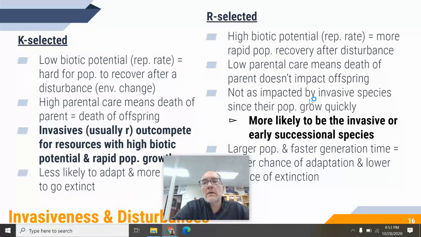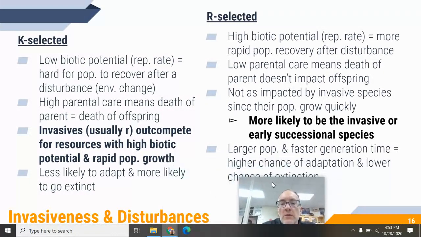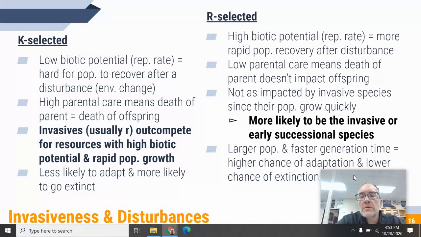R-selected, high biotic potential, low parental care. Death of the parent doesn't usually affect them, not as impacted by invasives, more likely to be invasive themselves. They are also oftentimes that early successional species. We've talked about succession earlier, that produces lots of seed and can colonize a new area quite quickly.